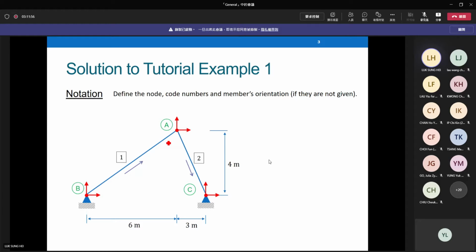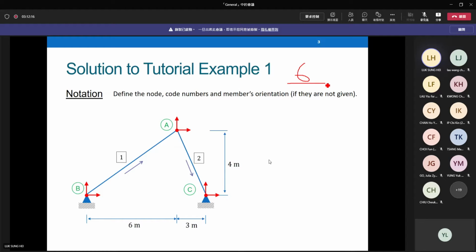We have two members, 3 nodes: node A, node B, node C. Each node consists of 2 degrees of freedom. So in total, we have 6 degrees of freedom, and the code numbers go up to 6. Where should we put number 1? Suppose we follow the textbook suggestions.